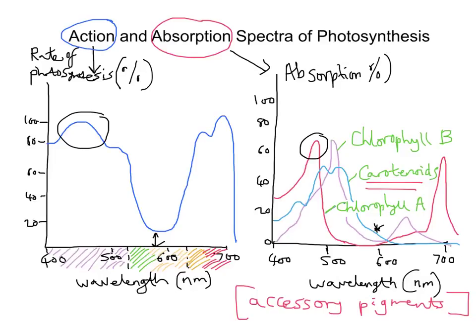So what we have here in the action and absorption spectra really is just a development, if you like, of Engelmann's work, and just showing how the rate of photosynthesis and absorption percentage vary with the different wavelengths of light that we have. Okay, hope all that helps.